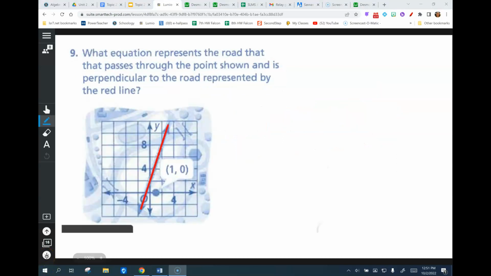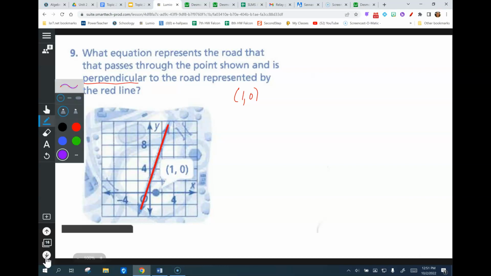And the last one we're going to look at on page 48 is number 9. What equation represents the road that passes through the point shown and is perpendicular to the road represented by the red line? So we're going to use the point 1, 0, and it has to be perpendicular to this. We want it to be perpendicular. So the first thing is we have to find the slope of this line.